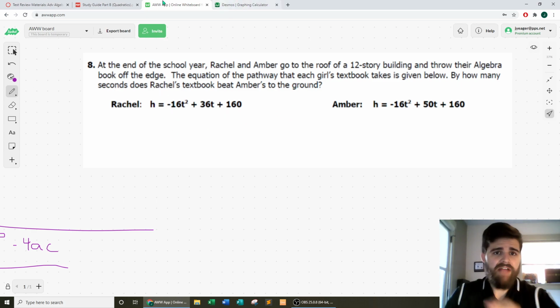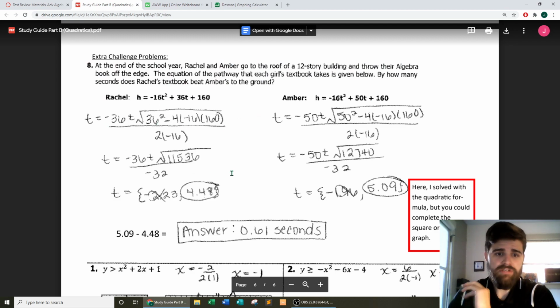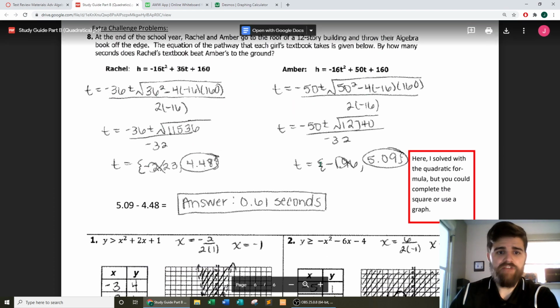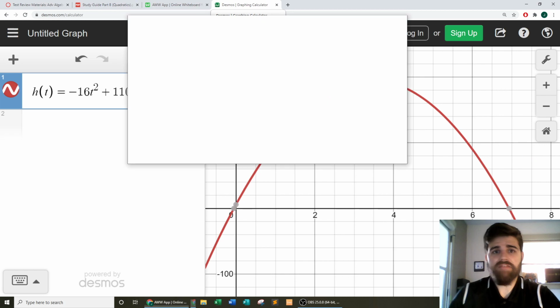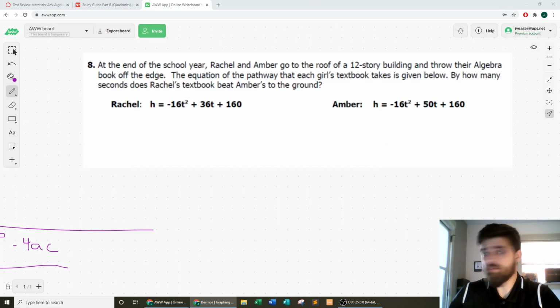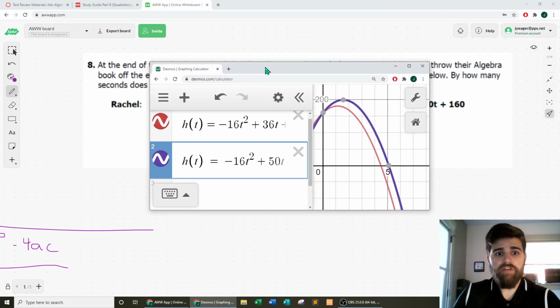So again, we could use algebra to solve. You'll see on the solutions that I again use the quadratic formula to find how long it took for those to hit the ground. But we can use Desmos to do that as well. So let me type these in real quick. You might notice that all of these equations have the same a value, negative 16t squared. And there's a reason for that. That's the acceleration of gravity in feet per second squared. So these are accurate-ish equations according to the laws of physics. Okay, so get those into the graph.